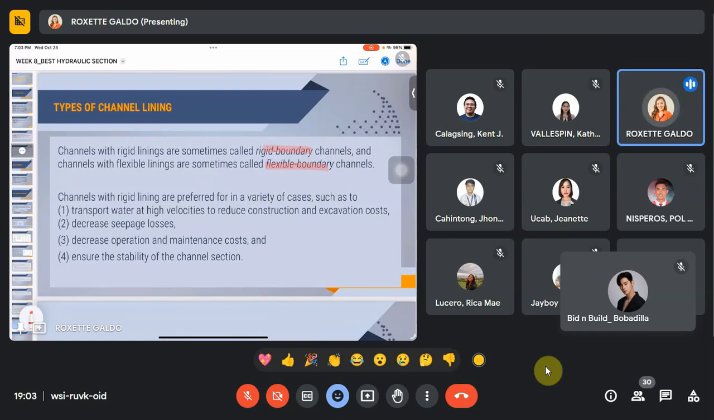Okay? And then, mas kusgan po siya if rigid lining imong gamiton. Okay, dako yang resistance to water pressure. And also, it is to decrease seepage loss because the lining of the channel now becomes impermeable compared sa flexible lining nga pwede mo sunop ang tubig. Okay. Also, it is to decrease operation and maintenance cost and to ensure the stability of the channel section.